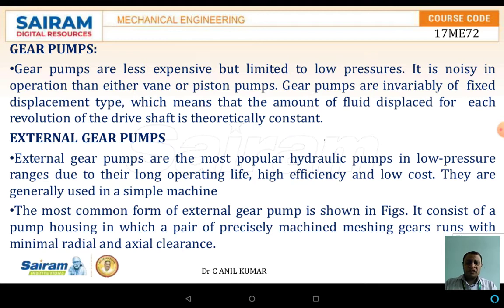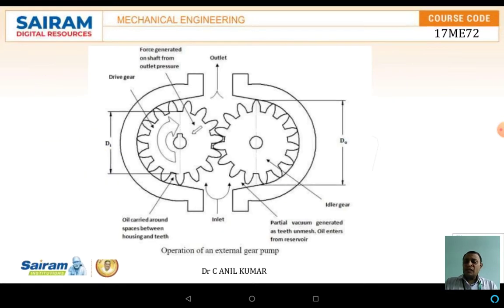It consists of the pump housing in which a pair of precisely meshing gears runs with minimum radial and axial clearance. The schematic diagram shows the external gear pump. It consists of the casing, and inside the casing there are two gears. One is a driver gear and the other is an idler gear. The driver gear is mounted on the shaft. The idler gear is just a rotating member inside the external gear pump. As the driver gear starts rotating, the idler gear also starts rotating.